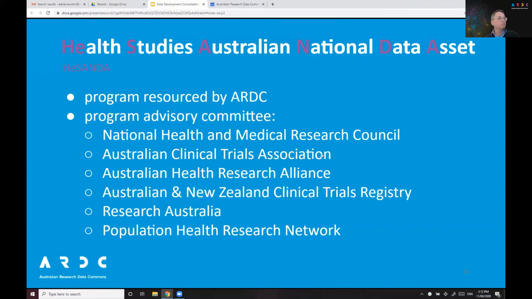The initiative is resourced by the ARDC with some of those Commonwealth funds which are meant to catalyse these kinds of national data assets. And we have a program advisory committee. I just did this slide and I'm hoping I didn't forget anyone. We have the National Health and Medical Research Council, the Australian Clinical Trials Association, the Australian Health Research Alliance, Australian New Zealand Clinical Trials Registry, Research Australia, Population Health Research Network, and Julian's right there, and I forgot to write Cochrane Australia as well. I knew I was forgetting somebody. But it's meant to be a community initiative, and we are taking guidance from the big national bodies in this area.